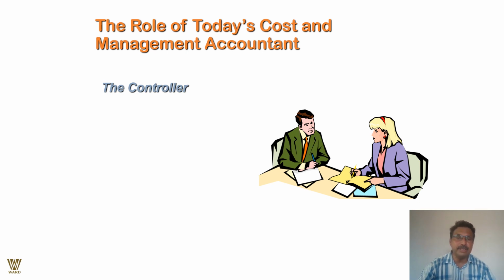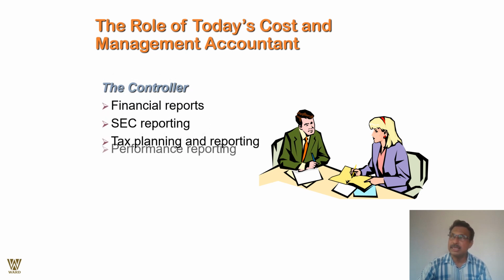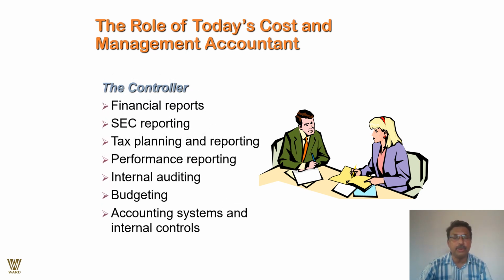Now, the role of today's CMA, cost and management accountant, is that of a controller, the one who is going to present your reports and ensure that regulatory reporting is done. Tax planning has to be forwarded, performance reporting, internal auditing. We should be looking at budgeting. We should be looking at the accounting system and internal control thereby.